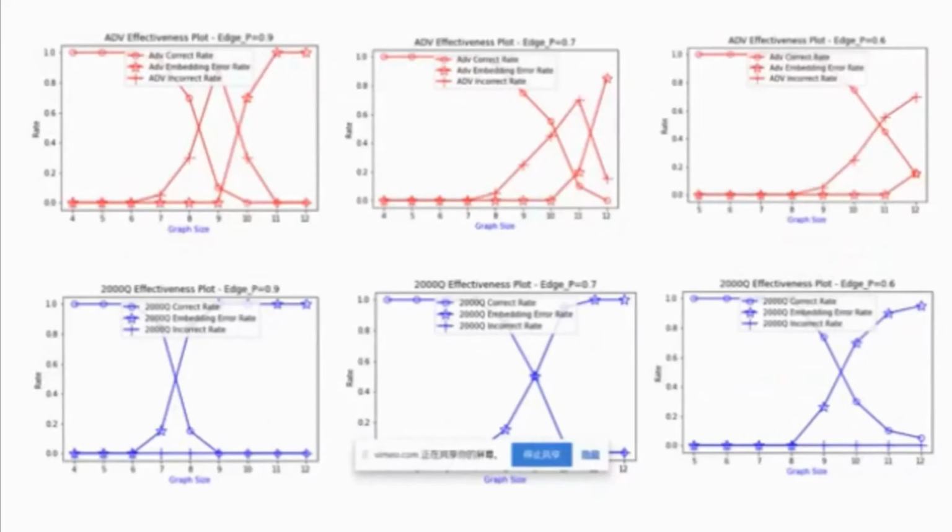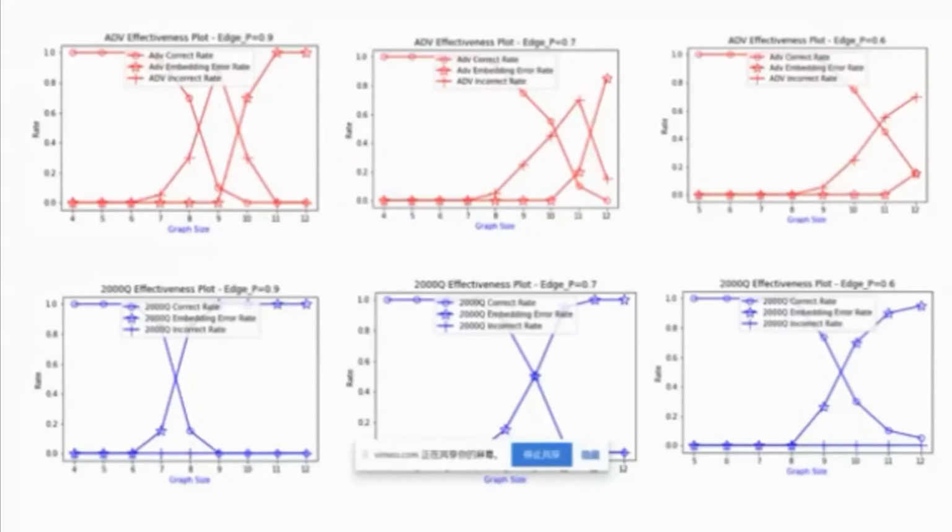Similarly, for probability equal to 0.7, performance of QPU starts to degrade at graph size 7. After that, 2000Q starts to report embedding errors, and at graph size 11 and beyond, 2000Q failed to embed all the problem instances. There exists no case of less optimal solutions appearing for 2000Q. For Advantage system, at the largest graph size 12, 80% of problem instances failed to embed. For the rest, the solutions are not optimal. Embedding errors appear at graph size 11 and beyond.